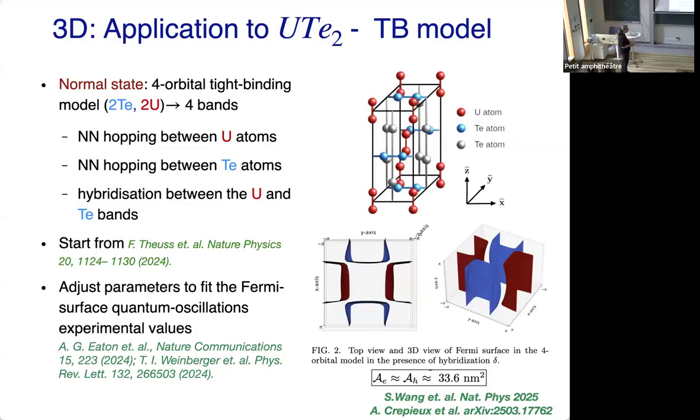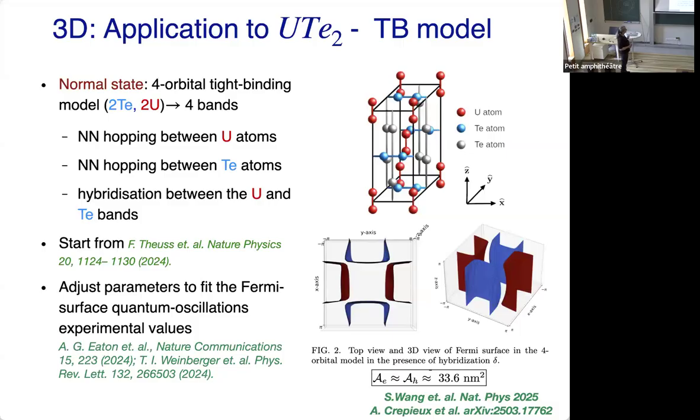Okay, so now to the physical subject of this talk, uranium telluride, which is a 3D system. So I'm going to do the same procedure, but in 3D, to study the physics of uranium telluride. Uranium telluride is a 3D material, and it has 2 uranium and 2 tellurium atoms per unit cell. So from these 4 atoms, I'm going to get 4 bands.